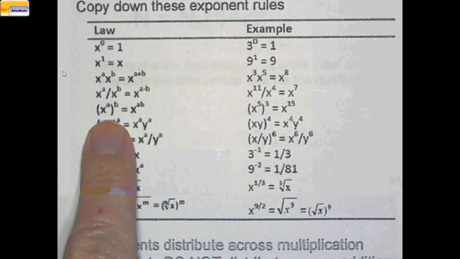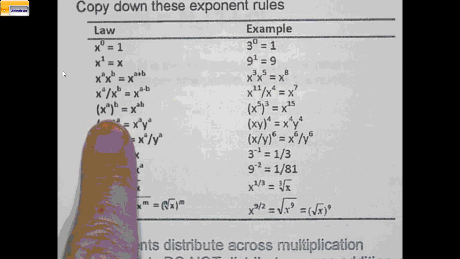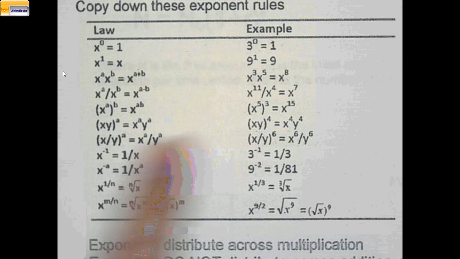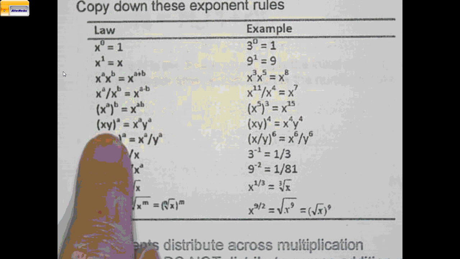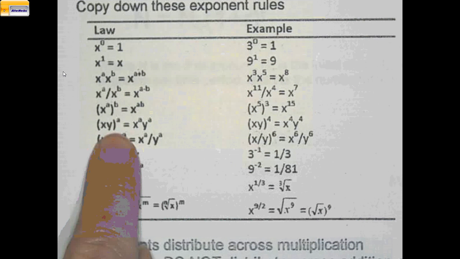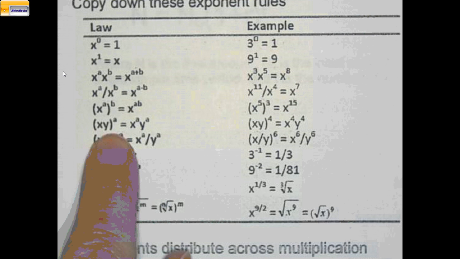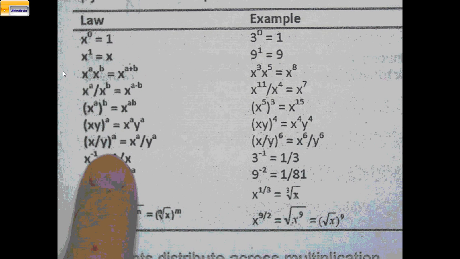If you have a power to a power, that's when you get to multiply. So x to the 5th cubed would be x to the 15th. If you've got two bases you're multiplying together, and together they're raised to a power, it's kind of like distributing. So the a affects both of them. Let me zoom in a little bit more. If you're dividing, same kind of deal. A affects both of them.